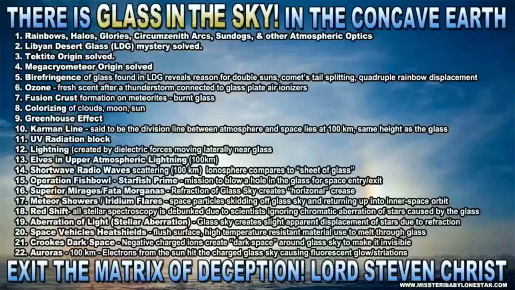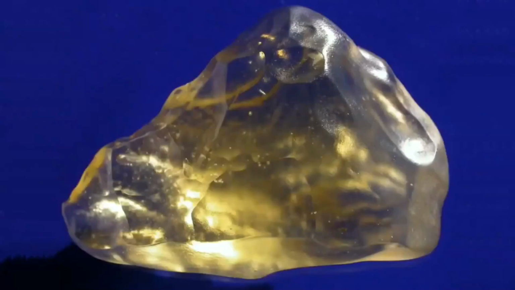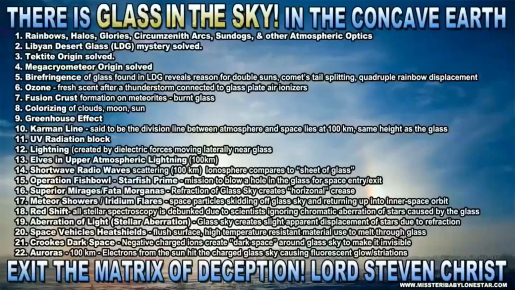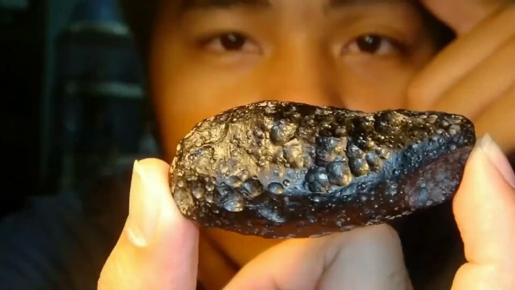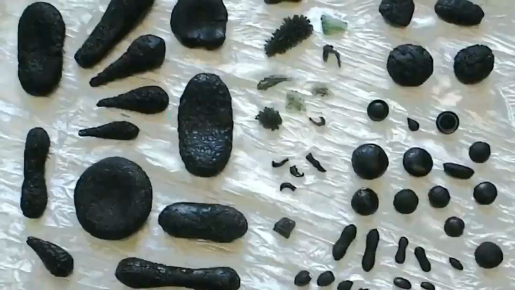Number 2, Libyan desert glass. The mystery of where it came from is solved if you realize that there's a glass ceiling in the sky. Number 3, tektite origin. You guys know what tektites are? That's another mystery. Scientists, they don't know where the tektites are coming from. They don't know if it's coming from the ground because there's no impact craters where they find them, or if it's coming from space. They don't know.